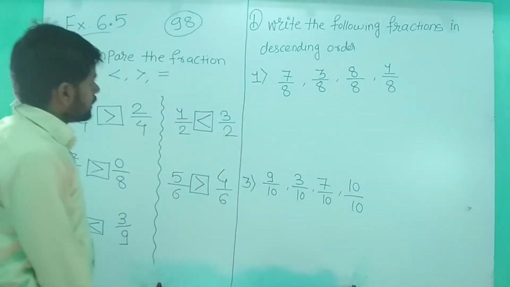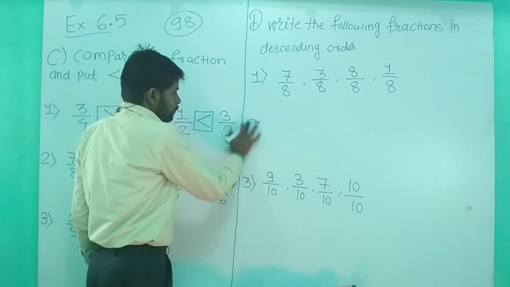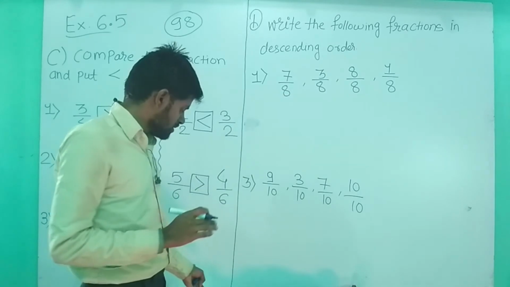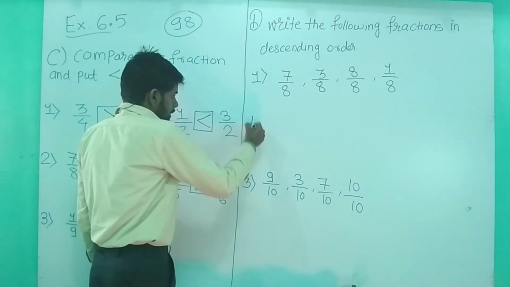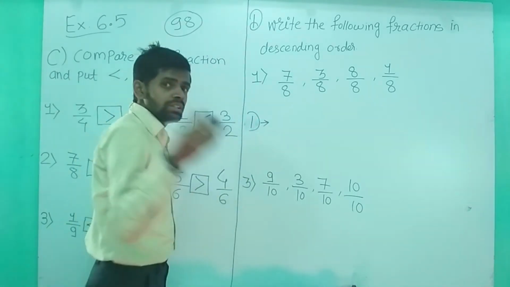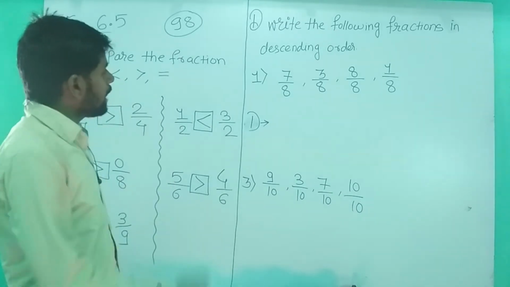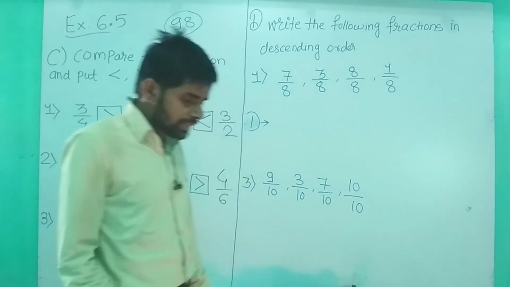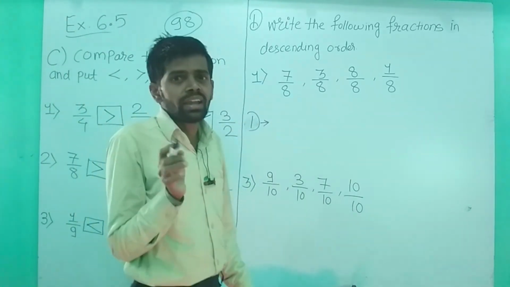So first of all, what do we have to do? We have to understand, and you can write in your book. There is space on the side of the book, you can write there. And if you don't want to write, you can write in your notebook. It's okay. Now we have to solve question number D, which says we have to write the fractions in descending order, that means decreasing order. These are the 4 fractions.